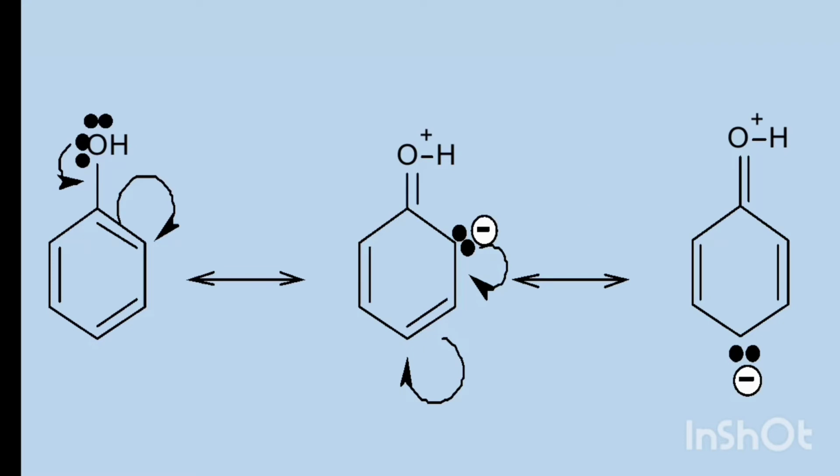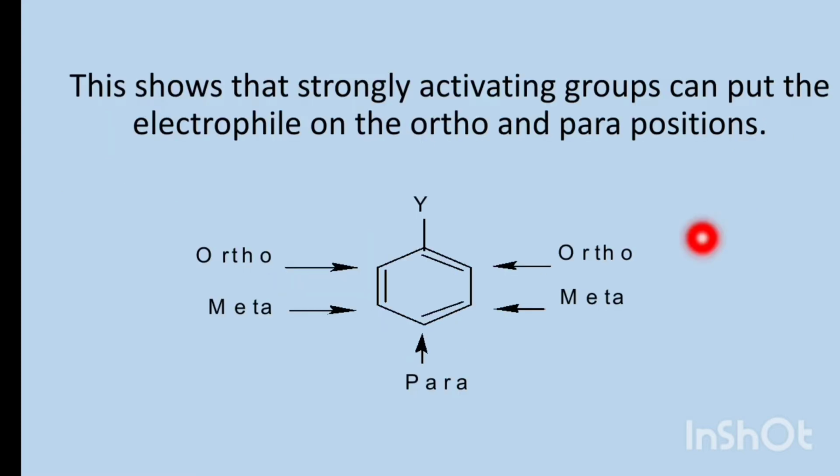Now, the take-home message here is that strongly activating groups make benzene more nucleophilic by donating a pair of electrons, and they also direct the electrophile to the ortho position and the para position with respect to the activating group. In case you're wondering what the ortho and para positions are, I've got you covered.